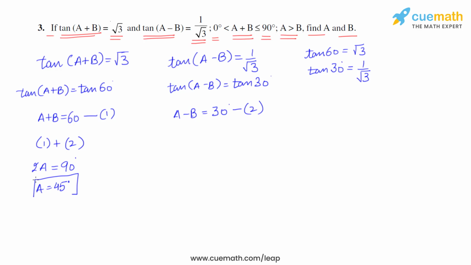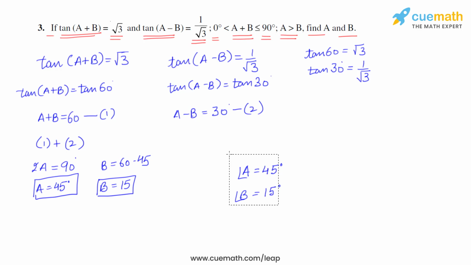Now a is equal to 45 degrees and a + b is 60 degrees. So b is equal to 60 minus 45, which is 15 degrees. So b is 15 degrees. a is greater than b, so the answer becomes: angle a is 45 degrees and angle b is 15 degrees. So this is the final answer for the third question.